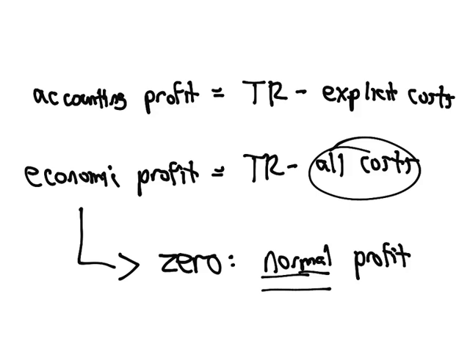But what you need to take away from this video are what's an explicit cost, what's an implicit cost, and how do I calculate economic profit and accounting profit.